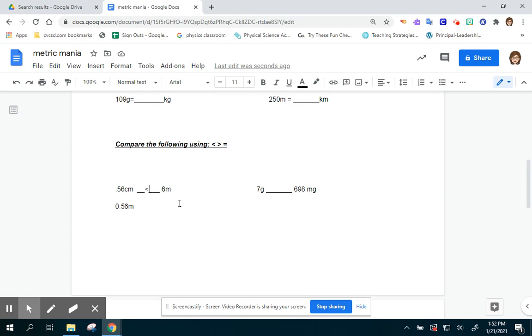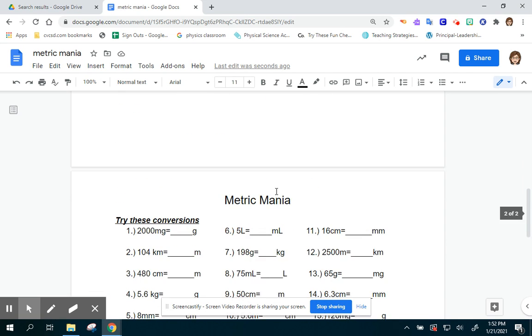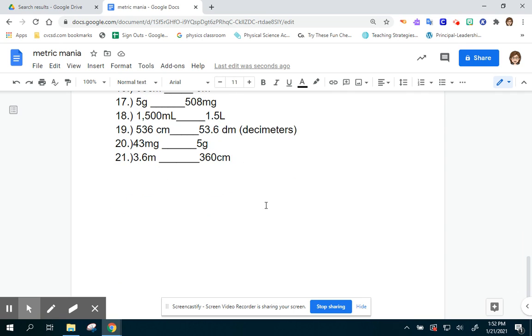All right, I want you to finish this worksheet. So there's 3 up there, 1 comparison here, and then about 21 on the second sheet. I want you to finish that.